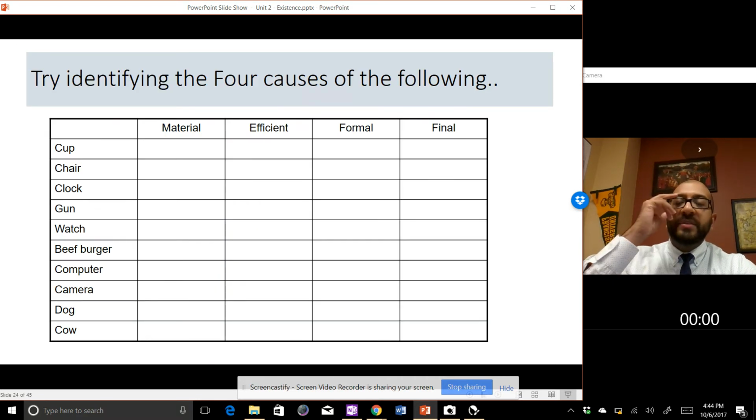So your homework is using the video, using the article I posted on Remind that's connected to it, just a little bit more reading on four causes. Try to identify the four causes of the list of items. There's a handout that you can use, but bring that in to class on Tuesday.